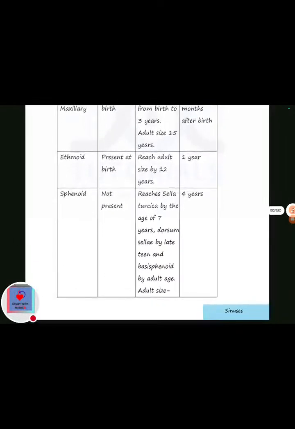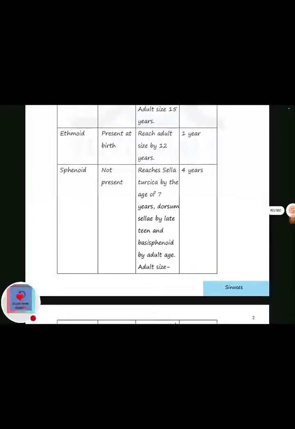Maxillary is present at birth. Rapid growth from birth to 3 years. Adult size at 15 years. At the time of birth the maxillary sinus is present, with rapid growth from birth to 3 years, and it takes 15 years to reach adult size. Radiologically you can see it 4 to 5 months after birth. Ethmoid is present at birth and reaches adult size by 12 years. Radiological evidence after 1 year.